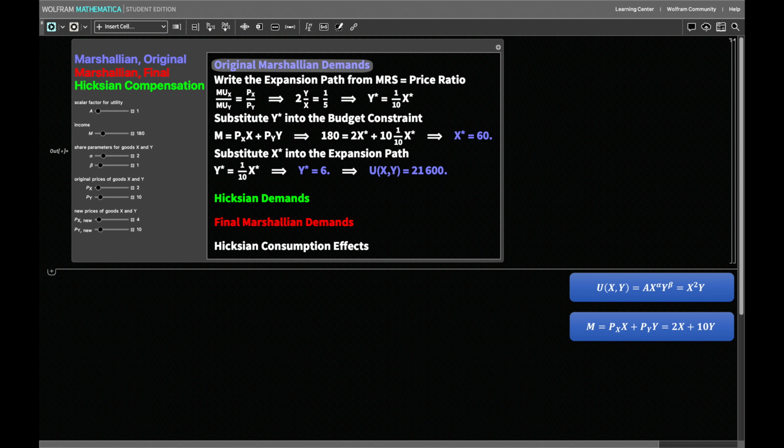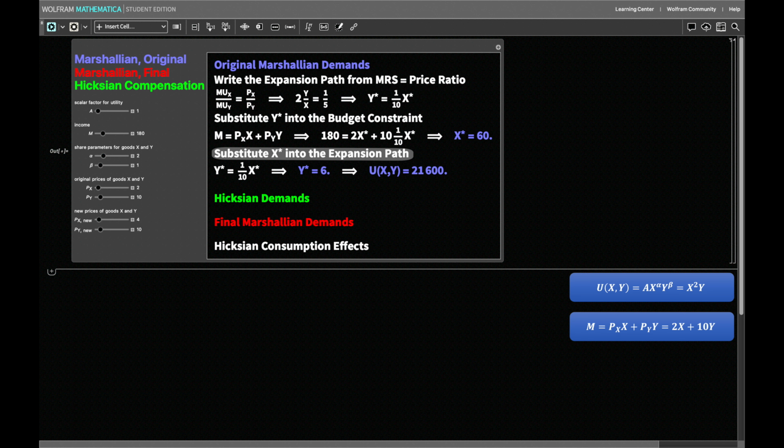Firstly, we focus on finding the original Marshallian demands for good X and good Y. Write the expansion path by equating the marginal rate of substitution, which is the ratio of the marginal utilities of goods X and Y, to the price ratio of these goods. The key is to solve for Y in terms of X. Next, we substitute this expression of Y star into the budget constraint, thus solving for X star, representing the original Marshallian demand for good X.